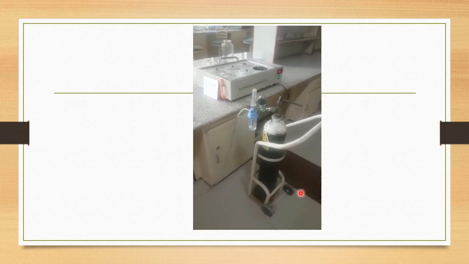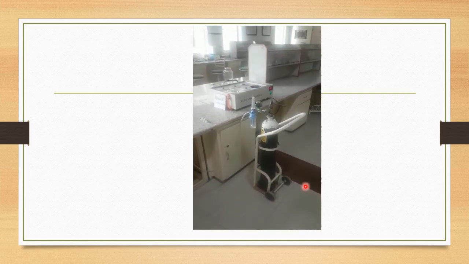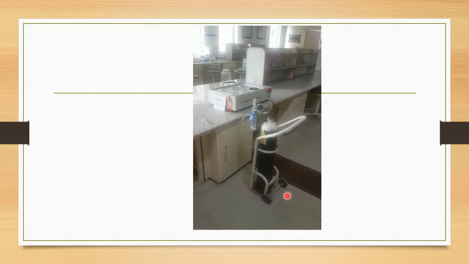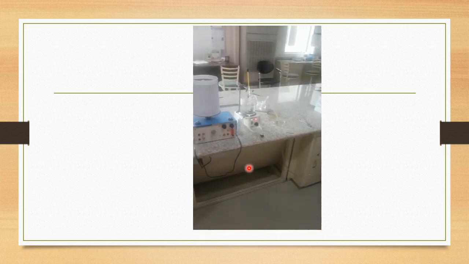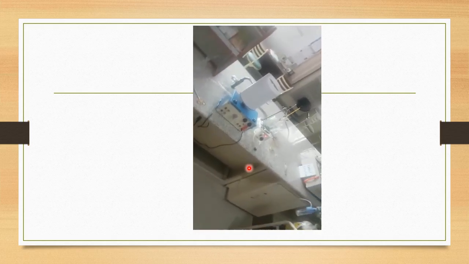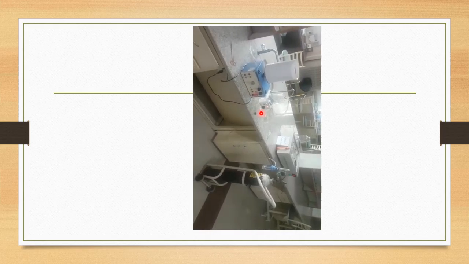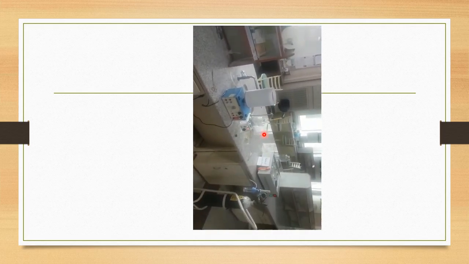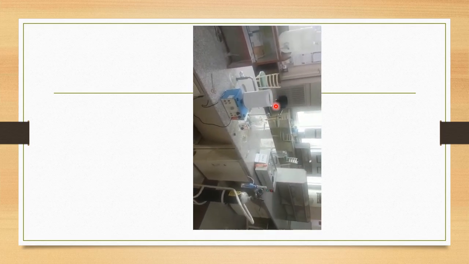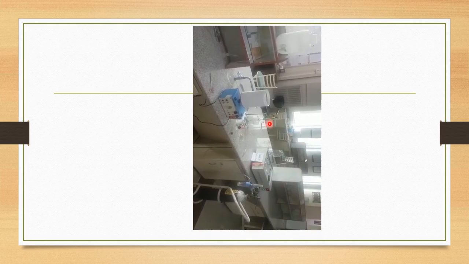This is the oxygen cylinder. The oxygen cylinder is necessary for the survival of the ileum, because this apparatus is an isolated organ bath. The intestine is removed and placed inside the chamber. The chamber basically consists of two parts, inner and outer. So this video is about the apparatus that we use.